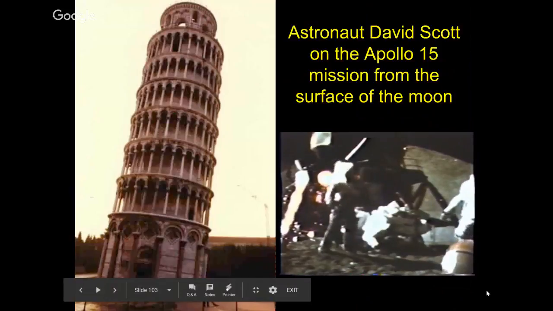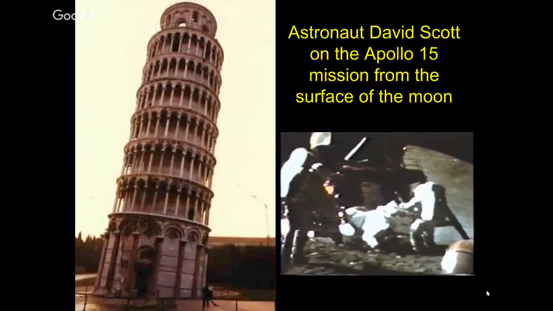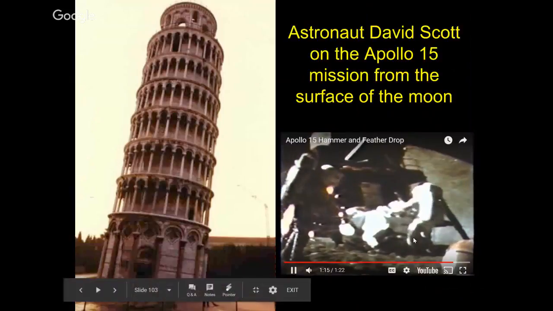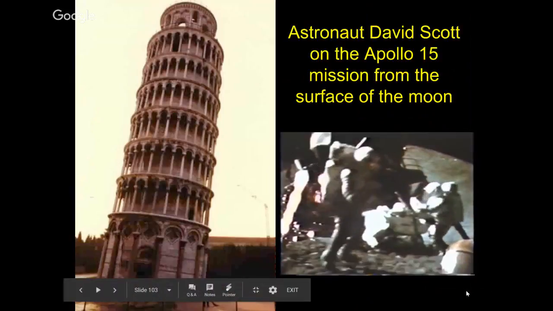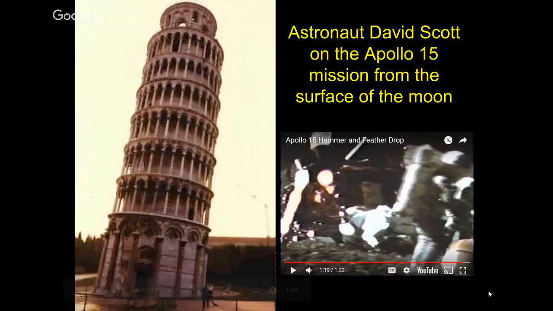By the way, the reason he made a point out of the falcon feather is that the lunar module behind him there was called the Falcon. So that was kind of clever that they used the falcon feather.